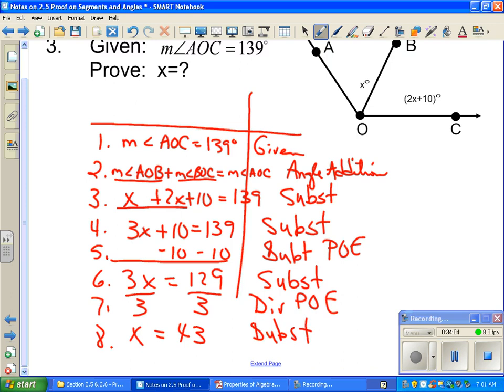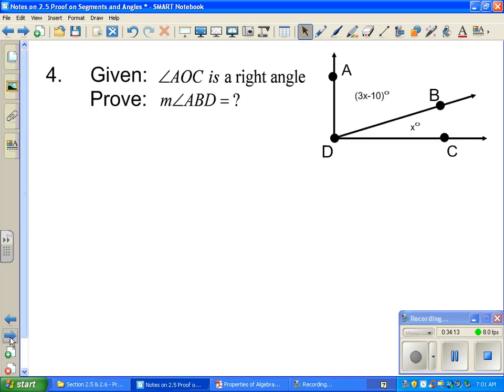And since the prove statement says find what x is equal to, and I have found that, I have completed that question. So our last proof is for right angles. Why don't you try that one yourself and see how it works and come back and check it.